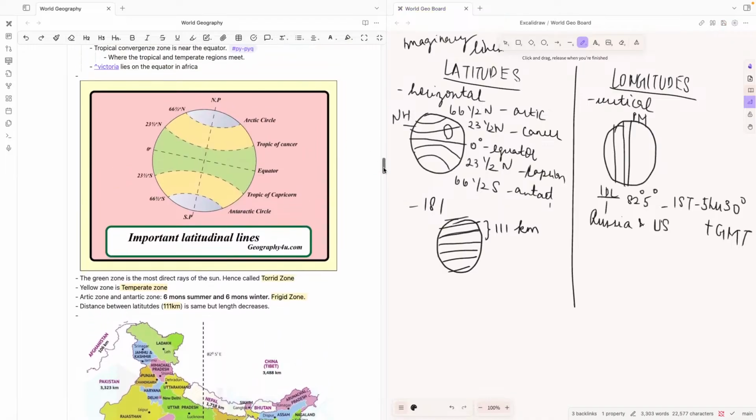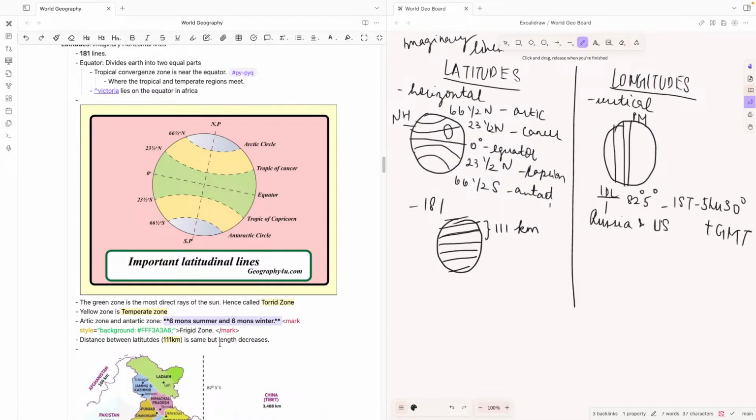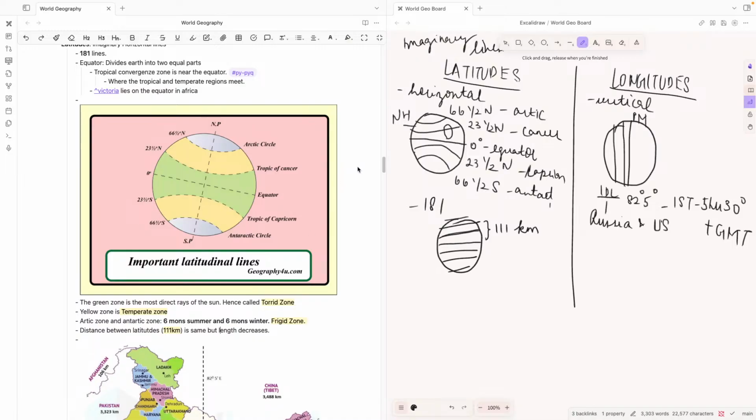In this diagram, we can see that this is the torrid zone and this is the temperate zone. The torrid zone is the hottest zone because the rays are direct on it. So tropical countries live in this torrid zone. India is a tropical country, as it is exactly somewhere here, right? This is the temperate zone, in which the climate is slightly cooler. In the Arctic and Antarctic regions, it is very extreme. We can see that for 6 months they have summer and for 6 months they have winter, so it is called the frigid zone.